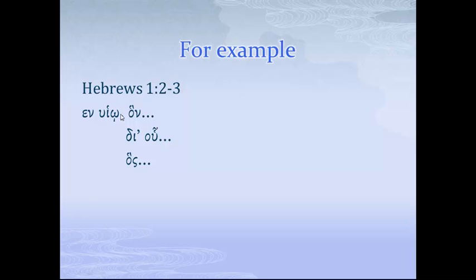Who is the Son? He is the heir of all things. He is the one through whom God made the worlds. He is the reflection of God's glory, an image of his substance. So that's how relative pronouns work.